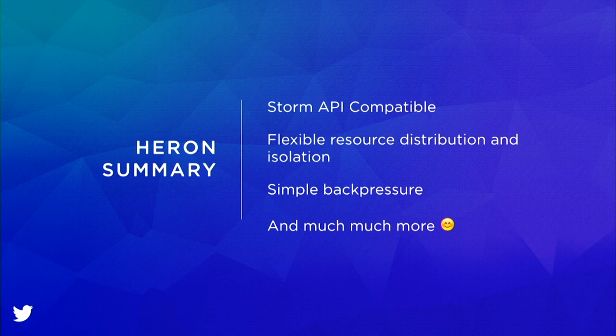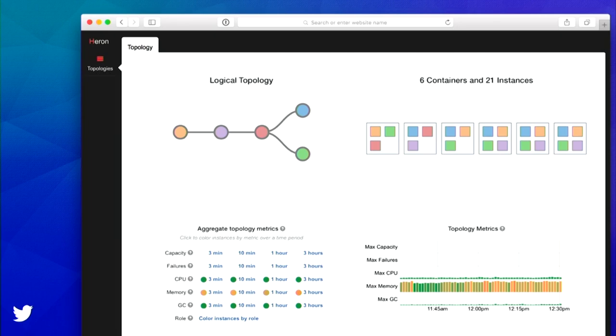So to give a quick summary of Heron, for any of you who hear about it later again, Heron is 100% API compatible with Storm. It gives you flexible resource distribution and isolation. It provides simple and predictable back pressure, and much, much more. For any of you who've used Storm before, the visualization tools and management are not so good. With Heron, we've invested a lot in them, and you get beautiful graphs of your topology, great inspectability, and great debuggability.